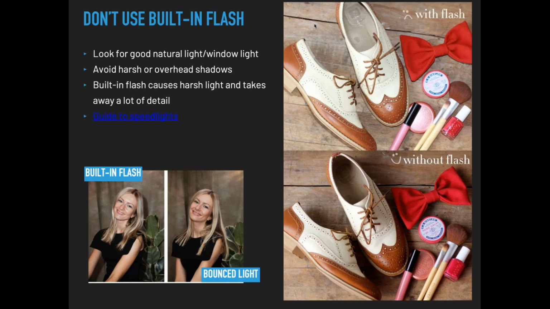One of the first things that you might want to do in a slightly dimly lit area is use the flash on your phone, or if you do have a camera, the built-in flash, but you definitely want to avoid that. It blows out the image and causes some pretty harsh light. So when you can, you want to try to find good sources of natural light, like a window, especially if you have control over the situation. And then you want to avoid harsh light and overhead shadows from things. If you are using a camera and you want to get into flash, there's a link here on how to use speed lights.